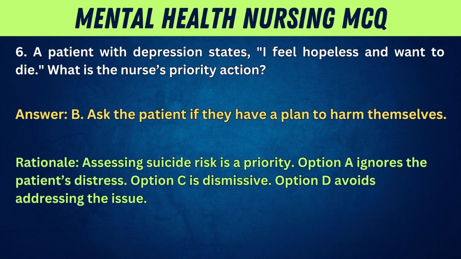Rationale: assessing suicide risk is a priority. Option A ignores the patient's distress. Option C is dismissive. Option D avoids addressing the issue.